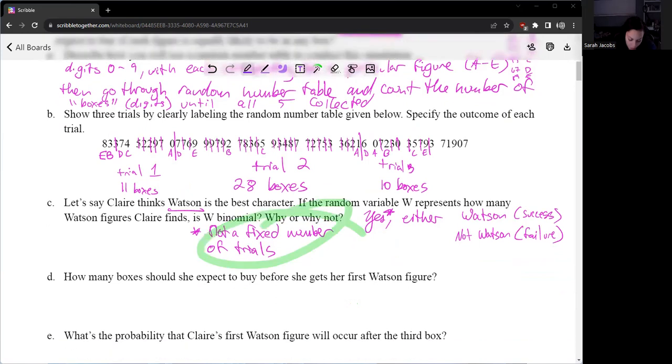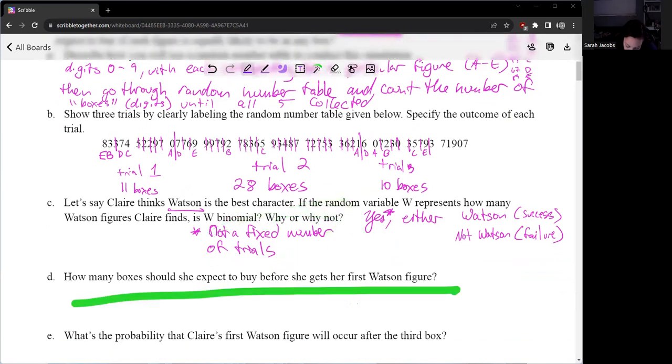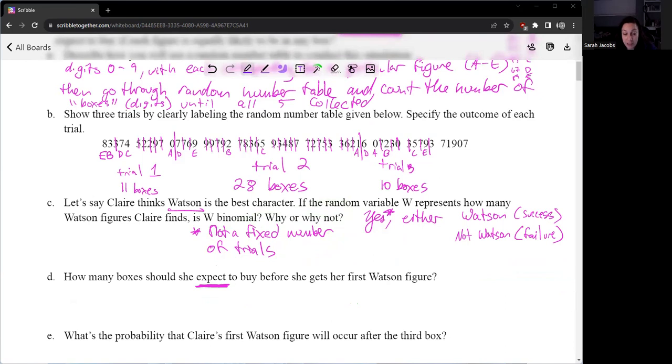Okay, so how many boxes should she expect to buy before she gets her first Watson figure? Every time you see that word expect, think mean, right? Mean, expected value. These are all the same thing. So essentially, so let me just pull up. I'm going to use the formula sheet as well.